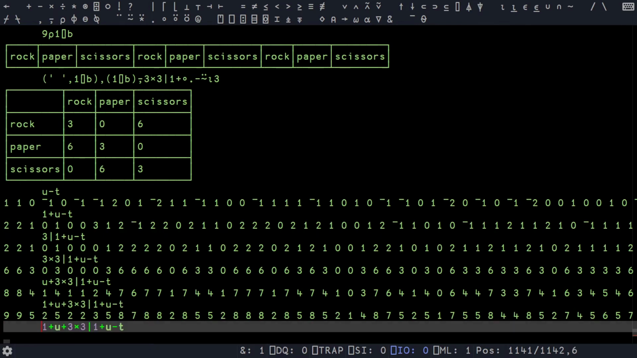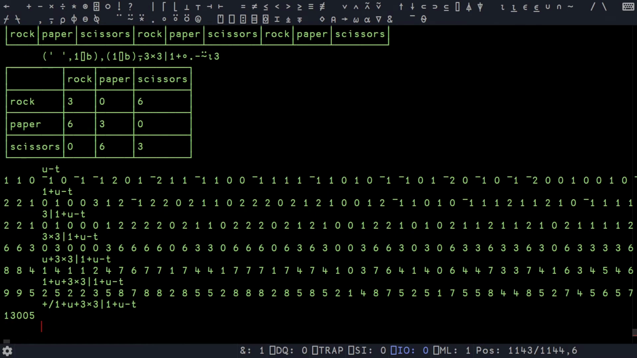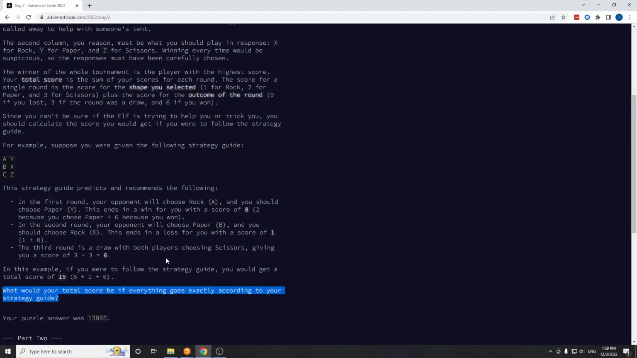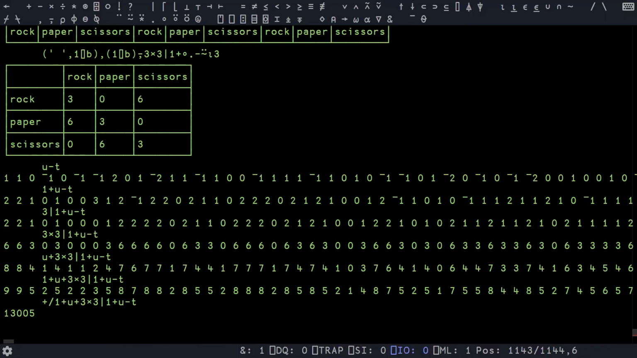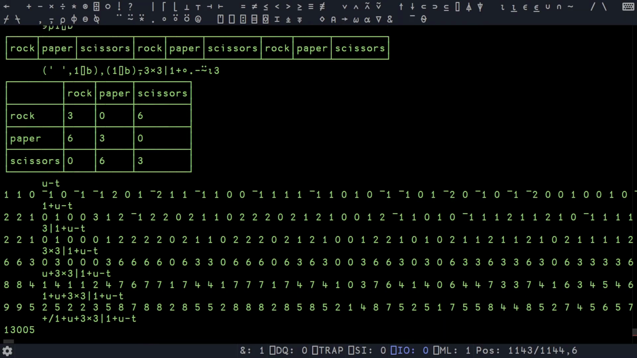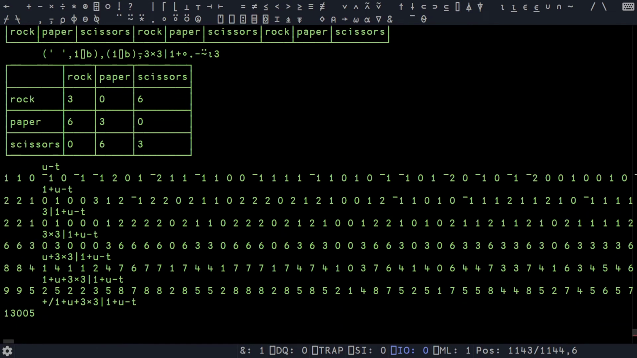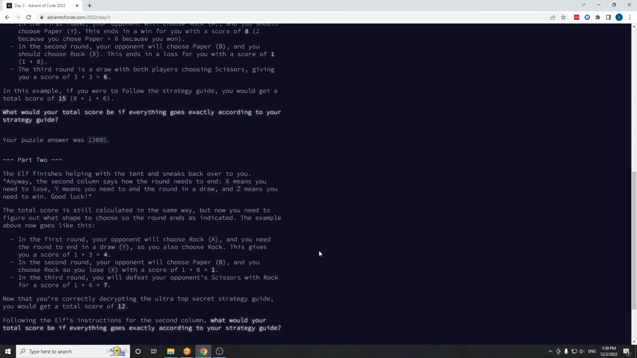That gives us this vector, and then we just have to sum it to get the final scores for all of the different games. So we get 13,005, and for part 1, that is indeed the answer. So we can really simplify things by using modular arithmetic to stay in this range of 0, 1, 2. And the nice thing about being in that range is that it makes the score calculations very easy as well. Yeah, so that's part 1.